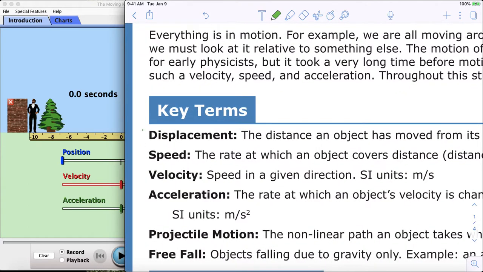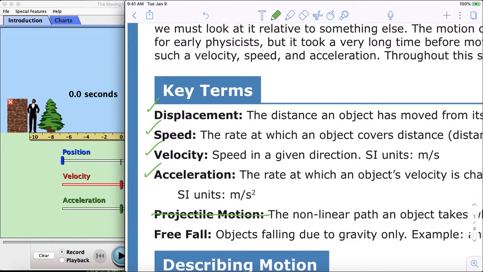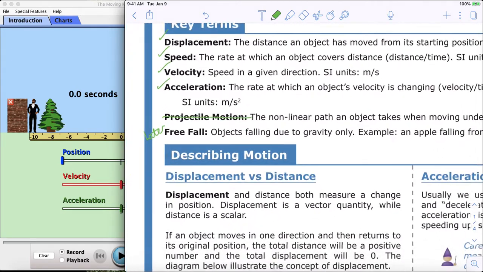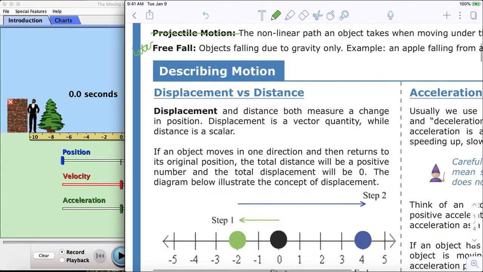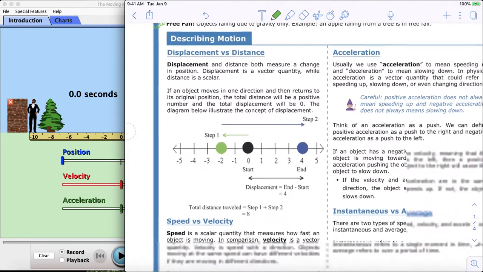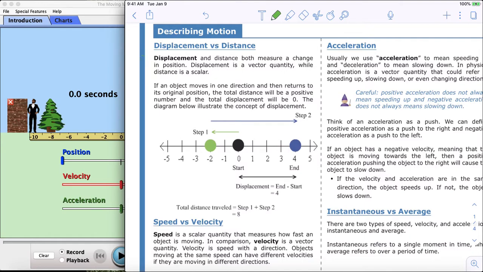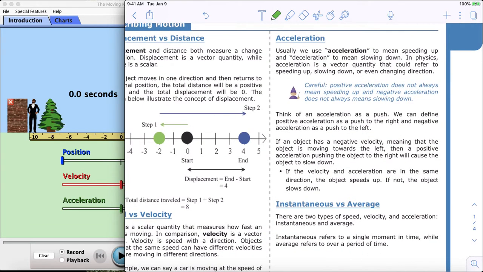Some key terms. We talked about displacement, speed, velocity, learning about acceleration now. We're not going to talk about projectile motion in here, and we will probably talk about free fall later. So this will be later. So it gives the definitions, the units, which are helpful right up here. It also gives some more notes on displacement versus distance, which we did, speed versus velocity, which we did, acceleration, which we're doing now, right up here.